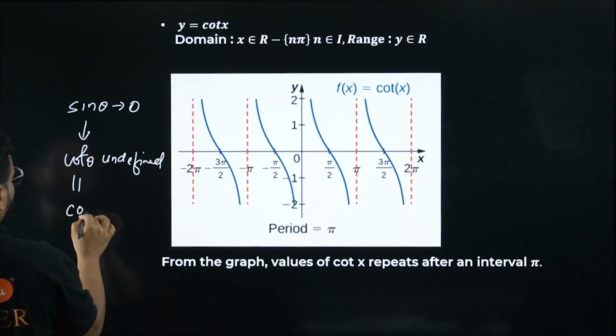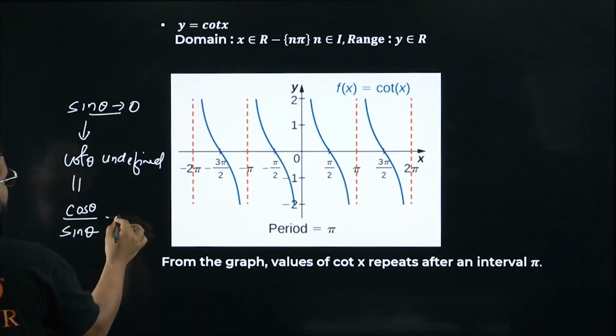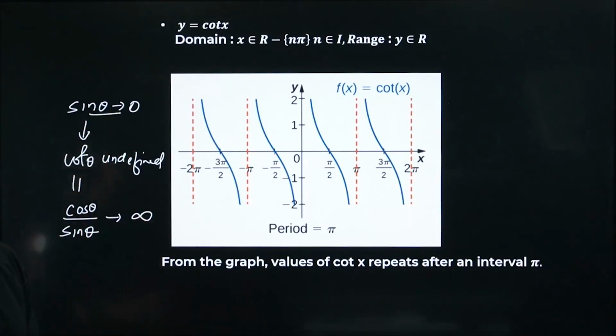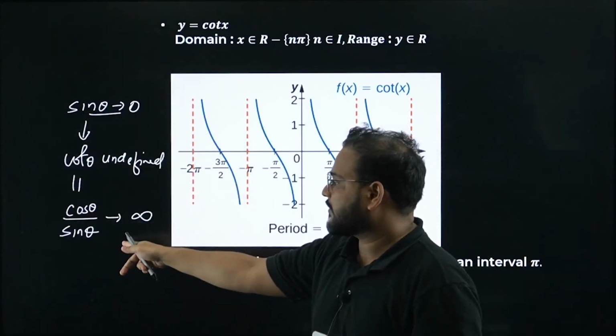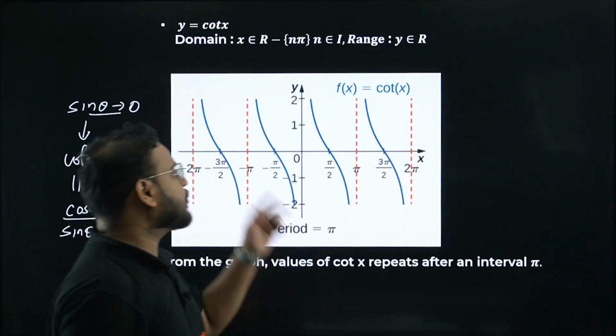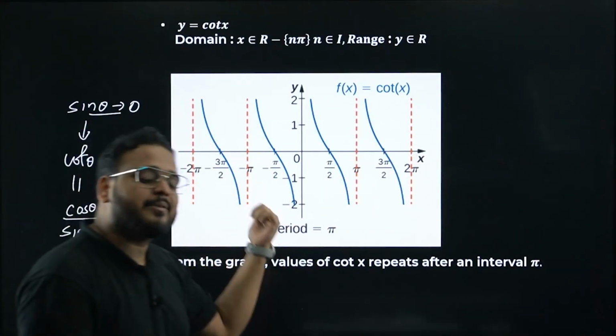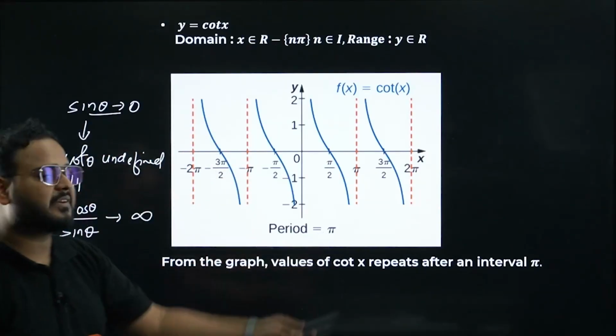you have cot theta undefined, which makes sense because you can write cot theta as cos theta by sine theta. Sine 0 means what will happen? It will become infinity, right? That's why wherever the sine part is 0, it is becoming undefined. In the case of tan, wherever the cos part was 0, that's why we took odd multiples in the case of tan and even multiples in the case of cot. Again the interval repeats after pi.